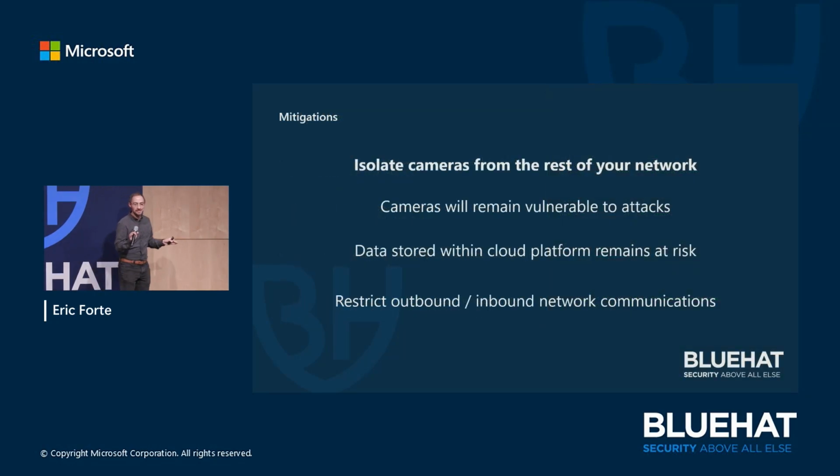So what can we do about this, right? Because this is sort of the nature of these IoT systems. There's flaws along the way with the whole ecosystem that we've seen. So if you have to have them on your network, you're really going to want to isolate them from the rest of your network, maybe using a subnet, sort of like we heard a little bit earlier. But ultimately, at the end of the day, your cameras will remain vulnerable to attacks.